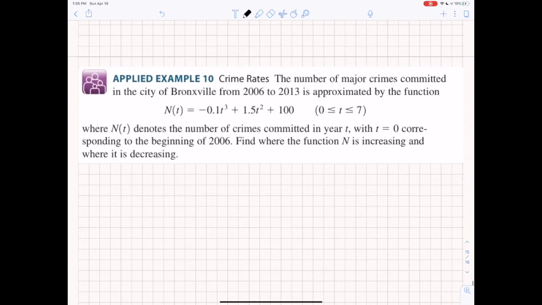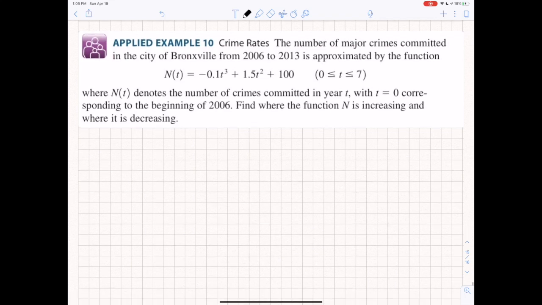All right, so a final example here, applied example 10. This deals with crime rates. The number of major crimes committed in the city of Bronxville from 2006 to 2013 is approximated by the function n of t, and you see the function listed there. The big thing that I want to highlight specifically is this part here, that t is only going in between 0 and 7. And this is going to be really important when we're solving through this question in a minute. So I just wanted to point that out.